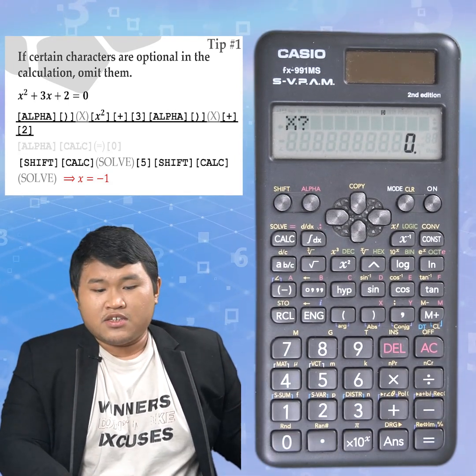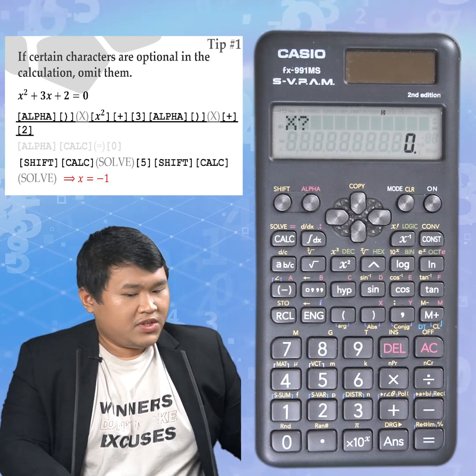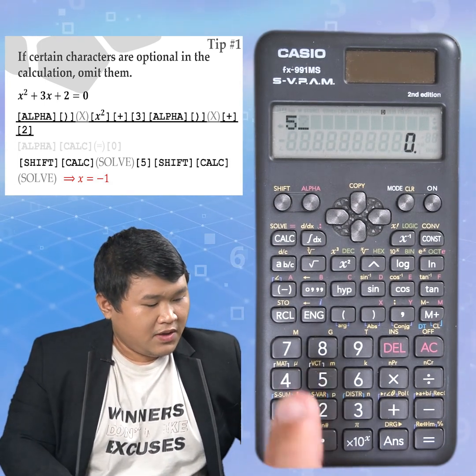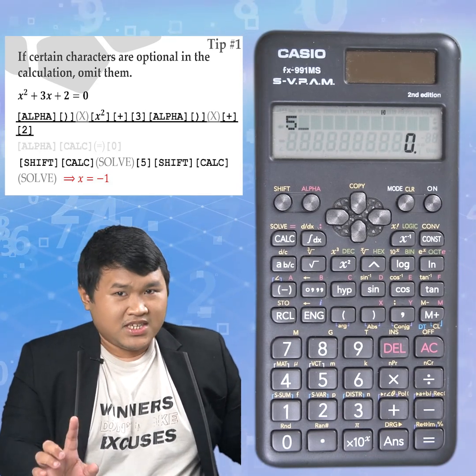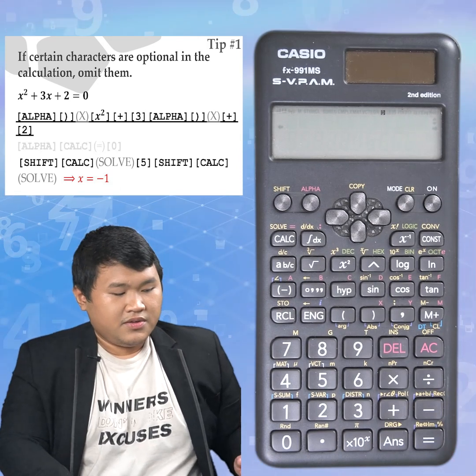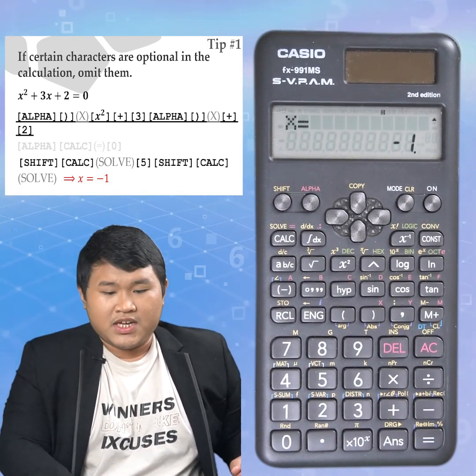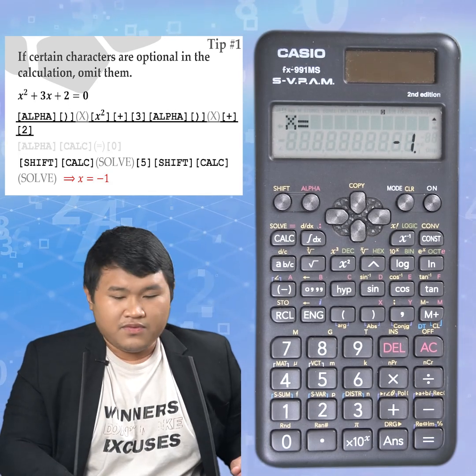Now we are being asked for the value of x. In this case, let's assume it's 5 for the guess value. So let's press 5 and then press the equal sign first and then shift calc. Now we are given the value of one of the roots of the equation, which is x is negative 1.